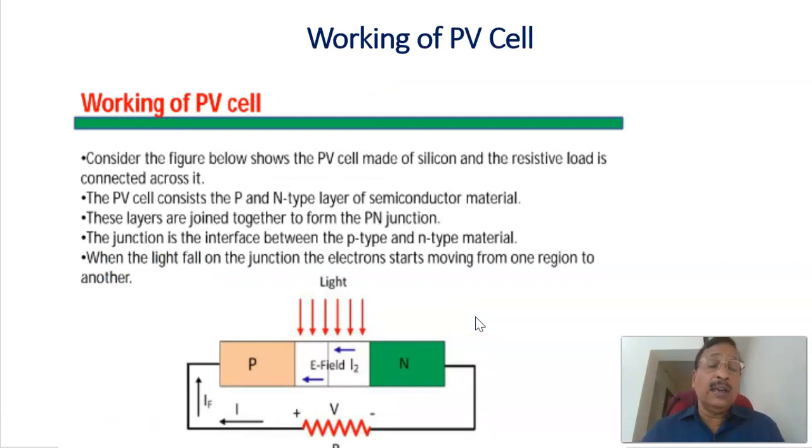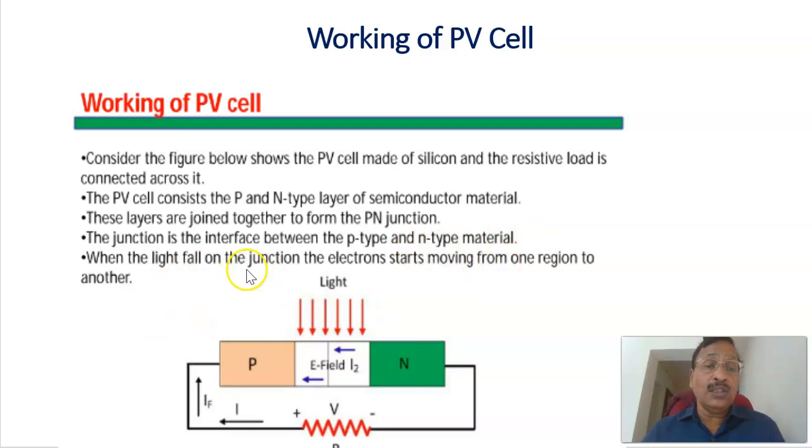Continuing with the working of the photovoltaic cell, PV cell, as we have already seen in the figure. Considering the figure shown below, the PV cell is made of silicon and a resistive load is connected across it. For the PN junction, solar light energy falls here, and in this junction a load is connected between the N-type and P-type material. The PV cell consists of P and N layers of semiconductor material. These layers are joined together to form the PN junction, and the junction is the interface between P-type and N-type material.